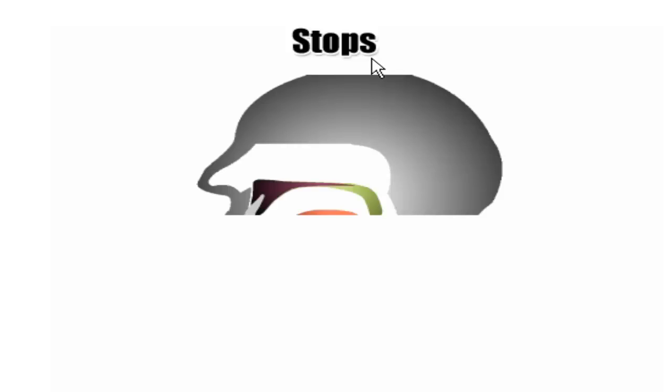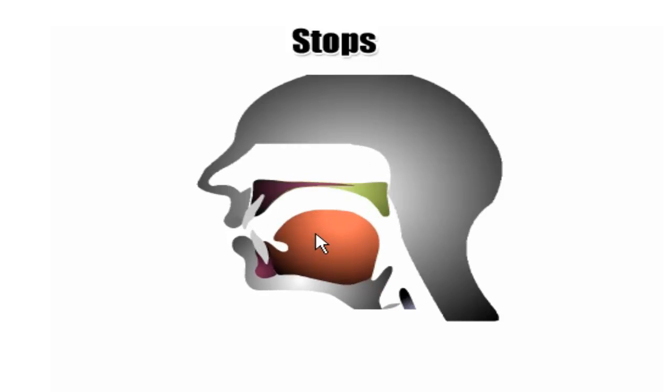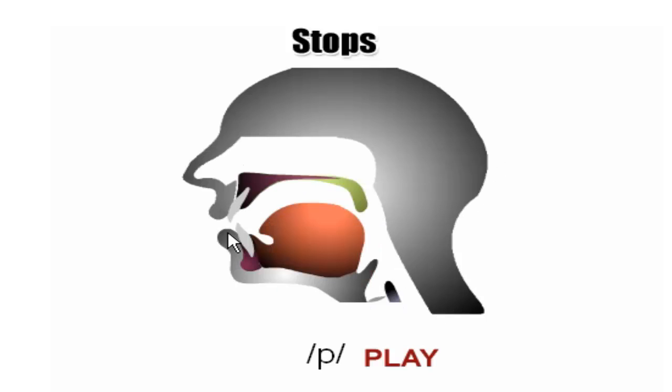stops. When producing a stop, the airflow is completely obstructed by the lips, teeth, and or tongue. For example, pa is produced by completely blocking the airflow at the level of the lips and by suddenly releasing the air with an explosion. Pa, pa.